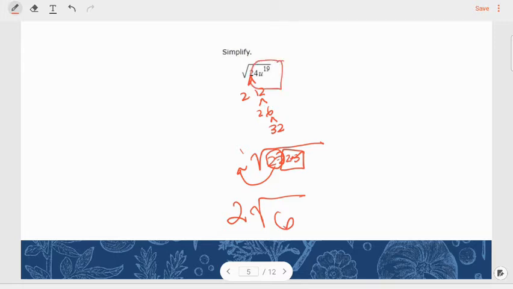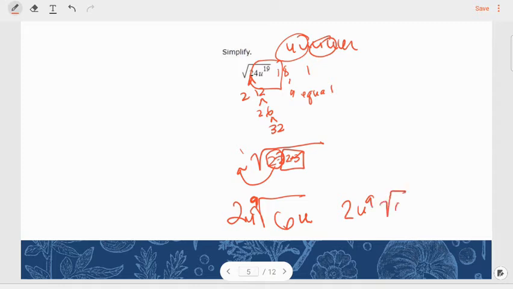Then I have u to the 19th to use. Now I could write it out the long way, but you get the idea. I'm going to start pairing them together. Now how many pairs am I going to have? Well, 19 doesn't make perfect pairs, but I know that one less than that, 18 does. That makes 9 equal pairs, and 1 left over. So when I rewrite this, 9 perfect pairs come out. So u to the 9th power on the outside and 1 left over on the inside. So I've got 2u to the 9th square root of 6u.